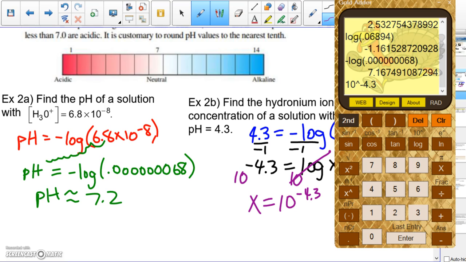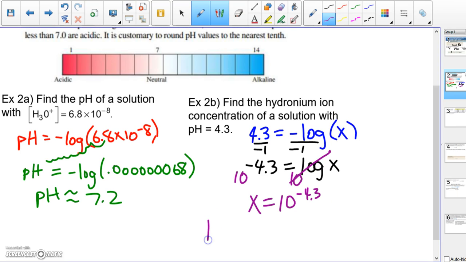10 to the negative 4.3 power gives us, notice that says 5.01 e negative 5. That means times 10 to the negative 5th. So your x, or in this case your H3O positive, your hydronium ion concentration, is about 5.0 times 10 to the negative 5th power.